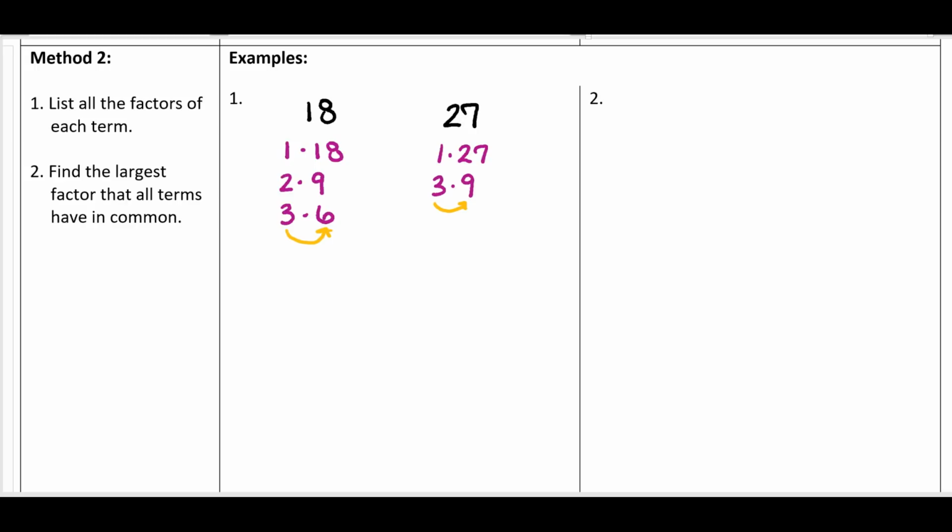So now I'm going to look and see what factor pairs they have in common. So we have a 1 in common. We have a 3 in common. We have a 9 in common. So we're going to write those down. We have 1, 3, and 9 that they have in common. But we're looking for the greatest factor. So the largest factor that they have in common is going to be 9. So that's going to be our GCF. Our greatest common factor is 9.